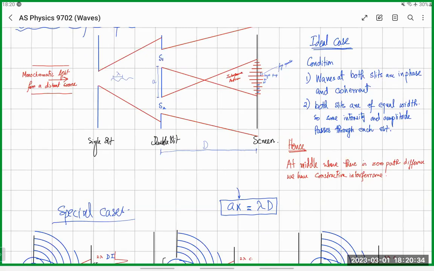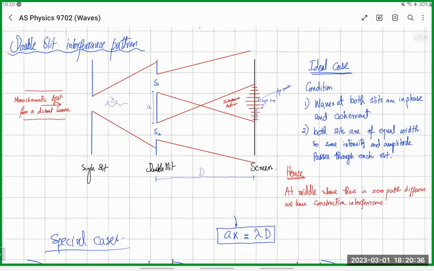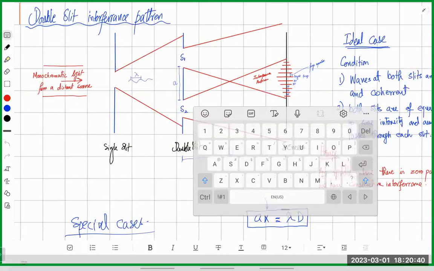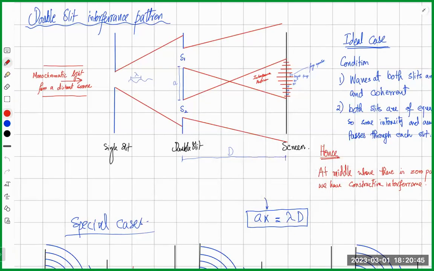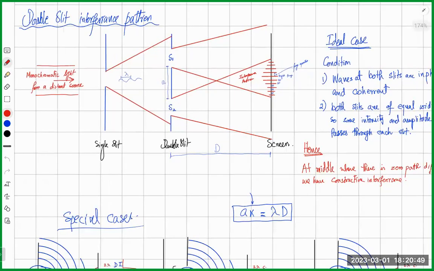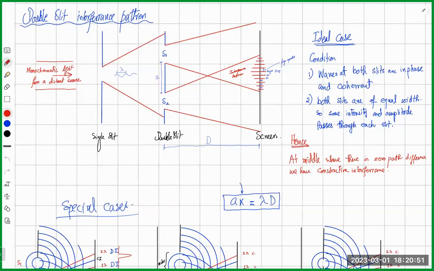Now, that is the ideal case. If both sources are in phase and both of the slits have the same opening, this is what we should observe. But what if we start changing things?